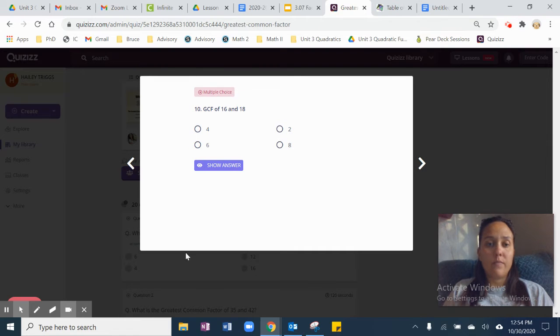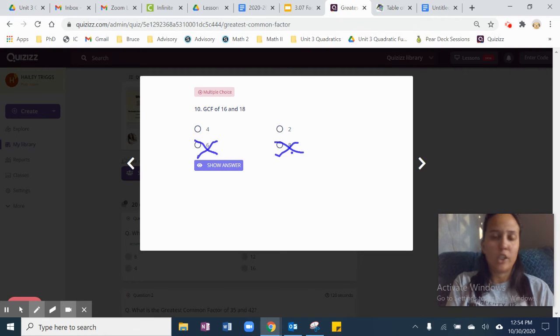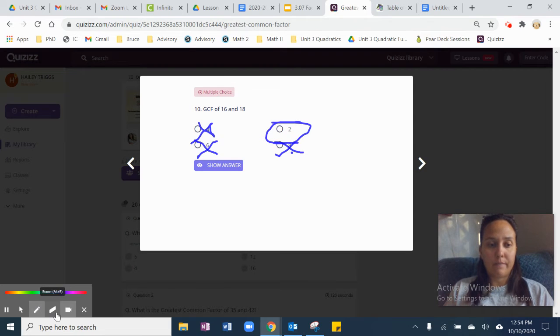16 and 18, so let's try our method again. So let's start with the biggest number. Does 8 go into 18? Nope. Second biggest number is 6. Does 6 go into 16? Nope. So third biggest number, 4. 4 goes into 16, but not 18. Therefore, 2 would have had to have been the correct answer.